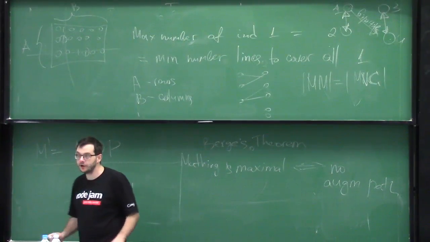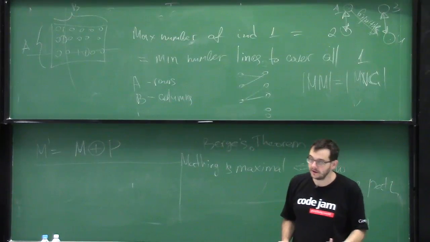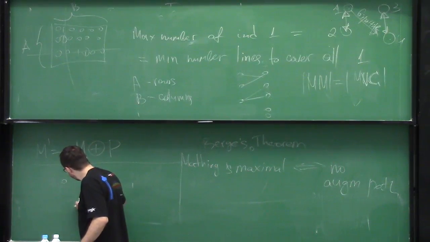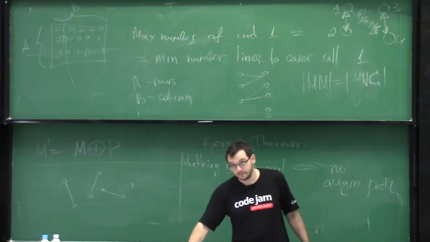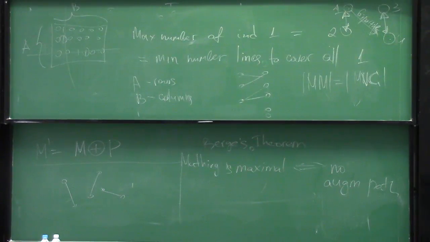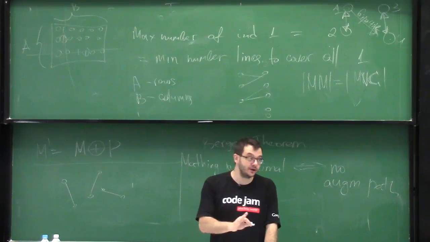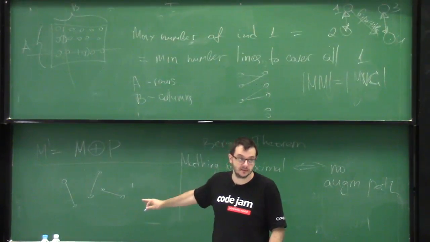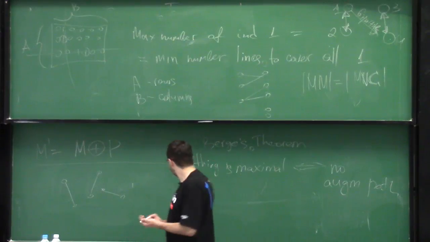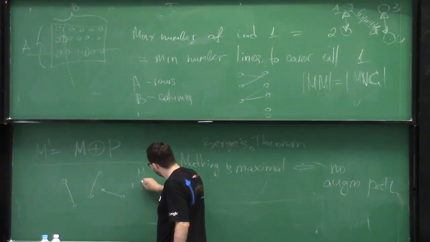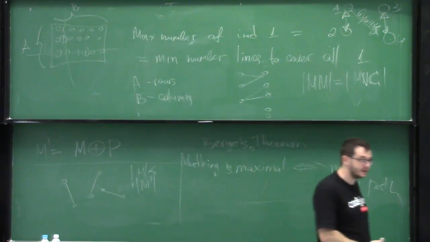Consider we have a matching and no augmenting path exists. Let's prove it by contradiction. Imagine that this matching is not maximal, and there is another, larger matching. So we have our matching M, and matching M strike, and our matching is smaller.